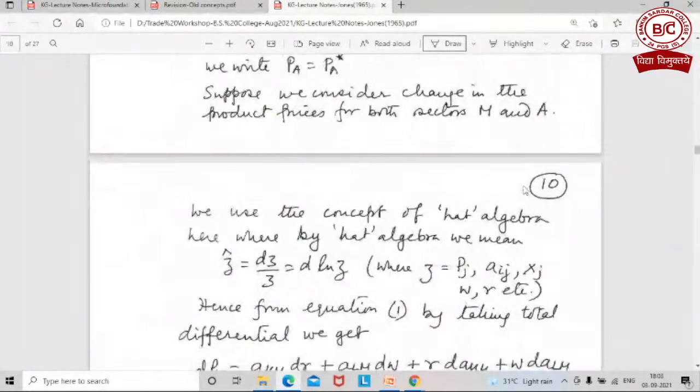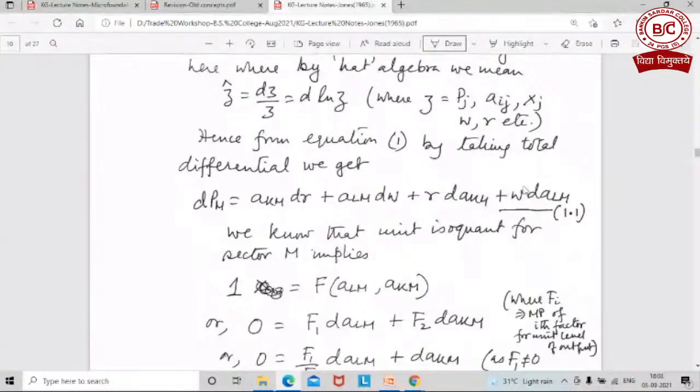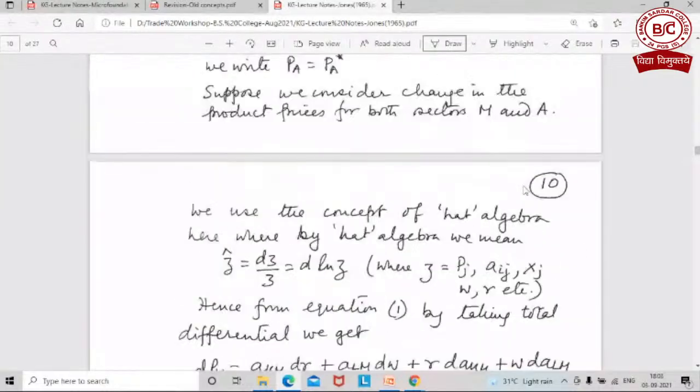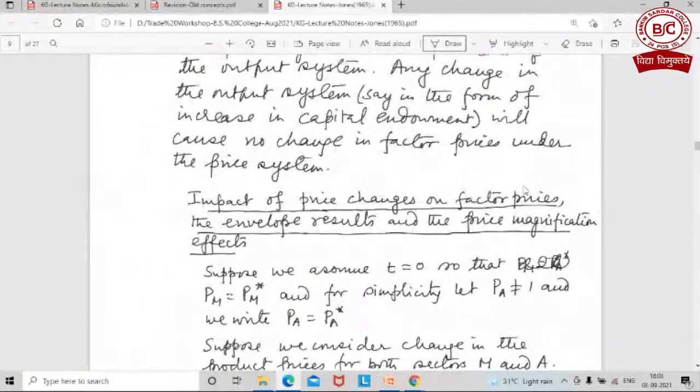I shall not go through the detailed calculus of these price changes, because I advise you to know these things intuitively. Though a question came probably last year about the impact of the price magnification effect in the Jones model, more important in this context are some of the implications of this result. The implications are more important rather than the mathematical derivations. The mathematical proofs are shown here. I shall give you some intuitive explanations which are very simple, not at all difficult.